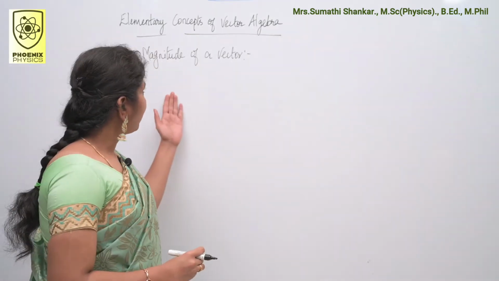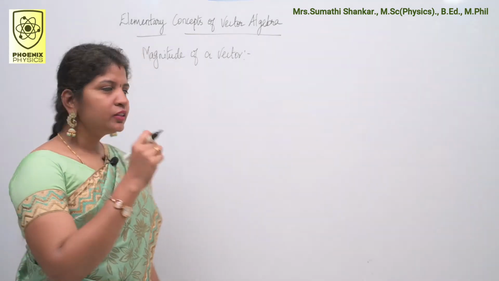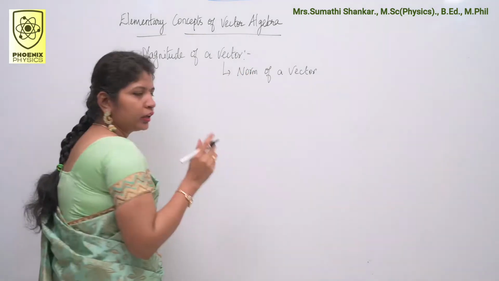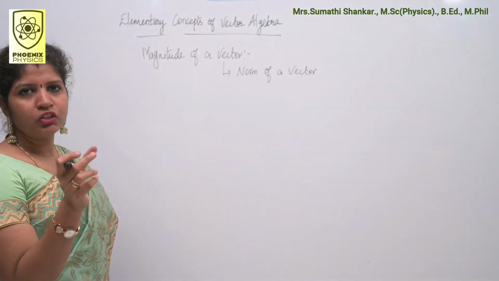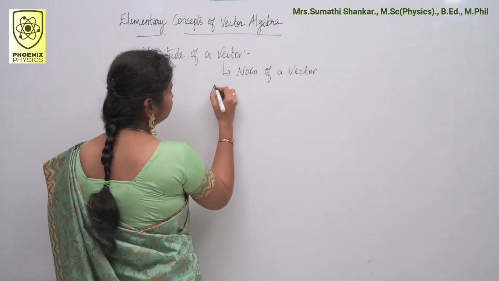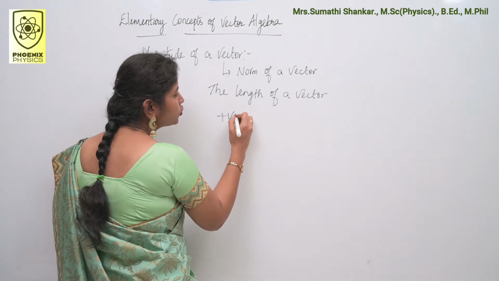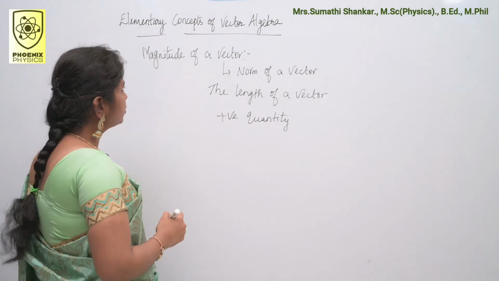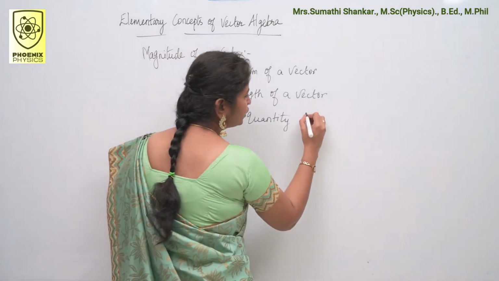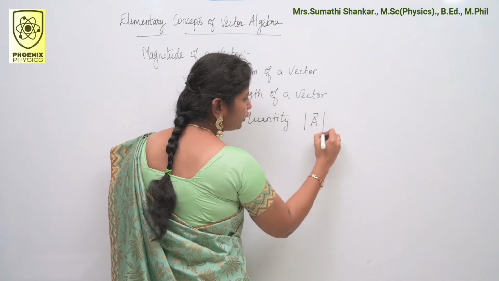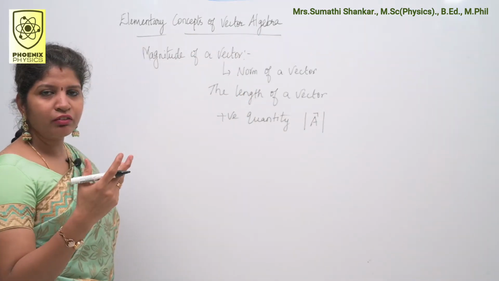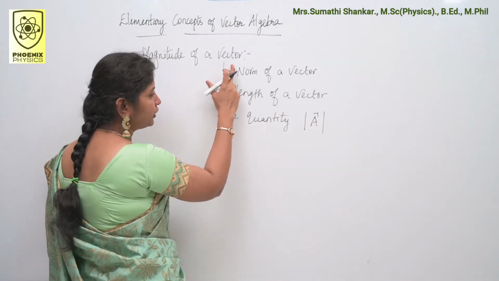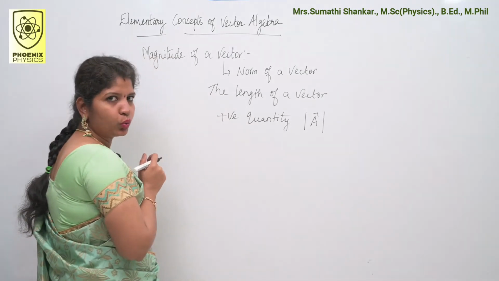Next one is the magnitude of a vector. The magnitude of a vector is otherwise called the norm of a vector. Actually, the length of the vector is called the magnitude of a vector. It is always a positive quantity. Why am I saying positive quantity? Because the magnitude can be denoted like this, as a modulus. If it is a modulus, whether the value is positive or negative, we take only the positive quantity. That is why I said the magnitude of a vector is always a positive quantity.